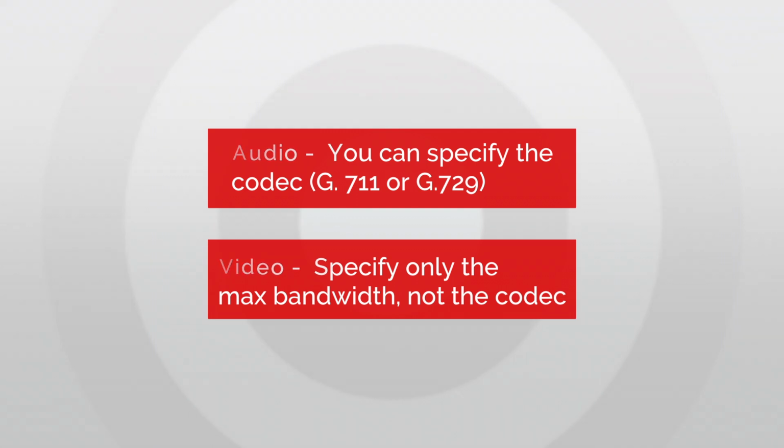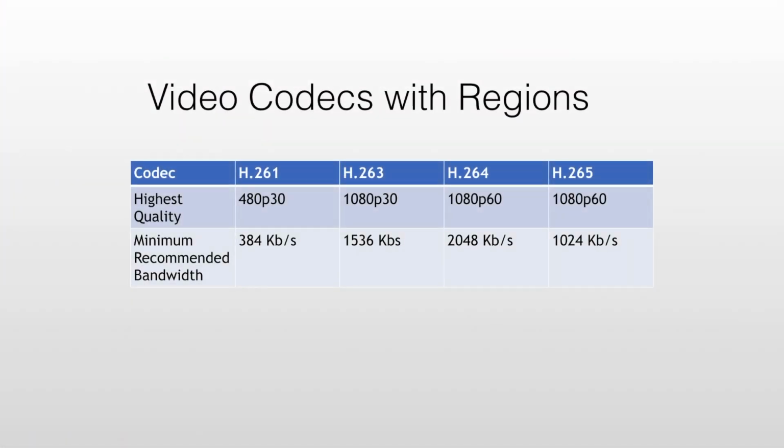So let's take a look at some examples of video. This table shows the codec, the highest quality that can be achieved with that codec, and actually lower qualities are possible, of course. But here I'm just focusing on the highest. And then the minimum bandwidth that's recommended to achieve that quality. So if I want to do a 480p 30 call, it's recommended that I use a minimum of 384 kilobits per second. But again, that's just the minimum. There's no reason why I couldn't do a 480p call at, say, 2 meg. Okay?